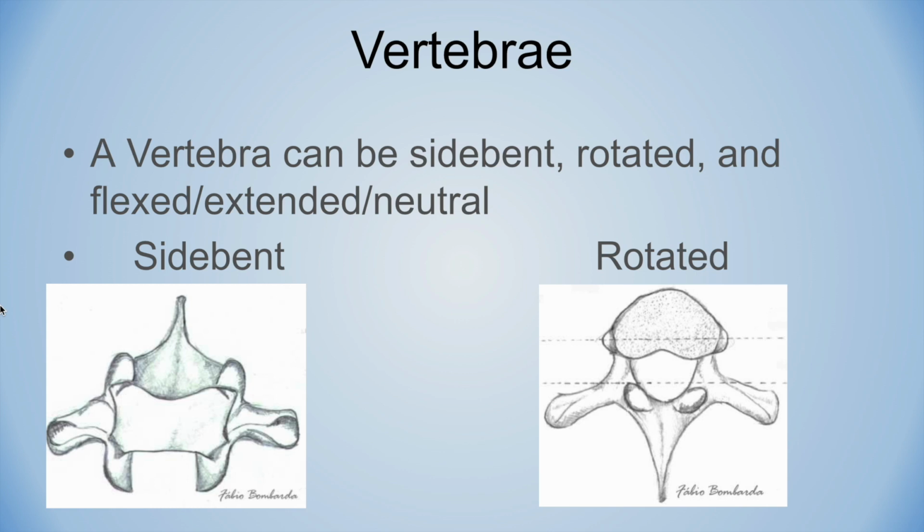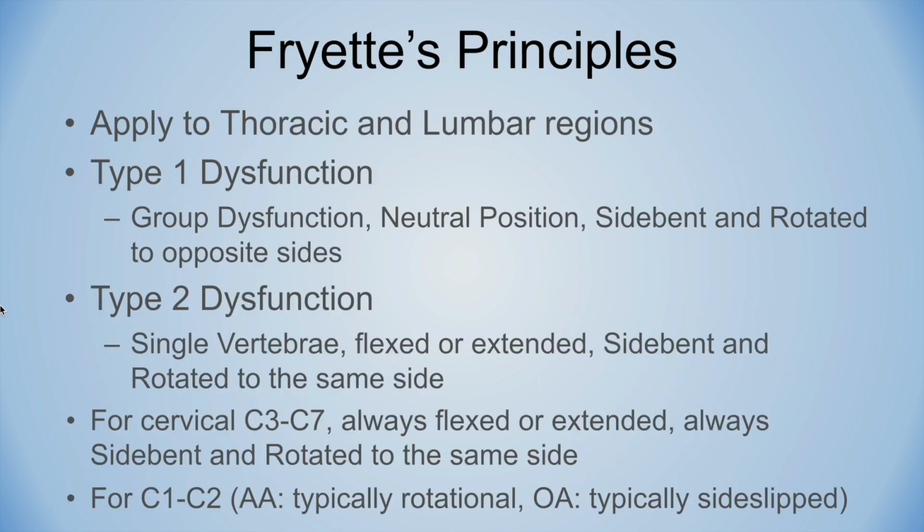So in the side bent picture there, the vertebra bends towards the right or the left, and in rotation there, around a coronal or sagittal axis, having rotation left and right. And when that happens, we need to use something called Fryette's principles, which applies to the thoracic and lumbar regions.